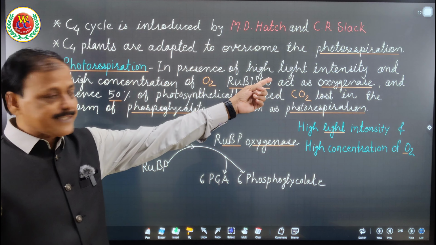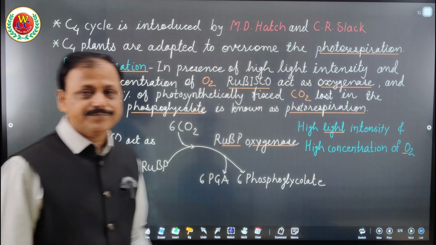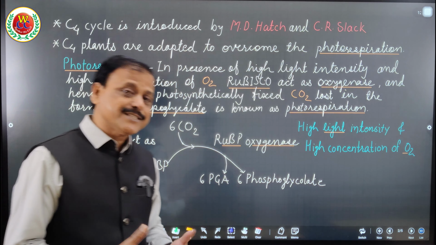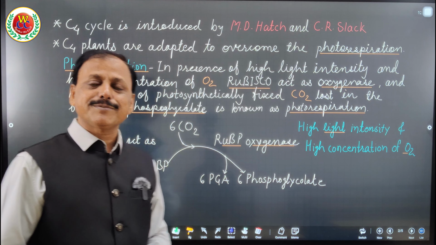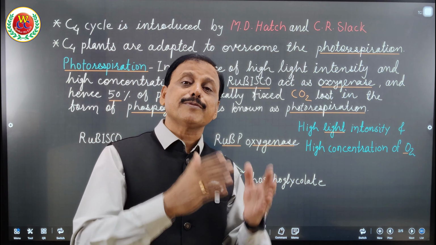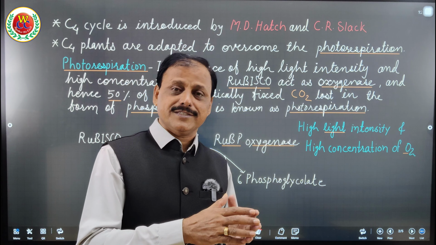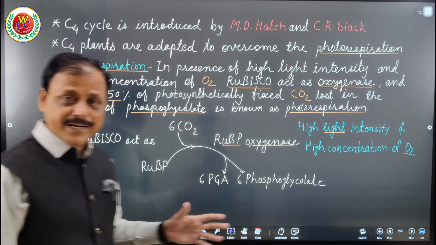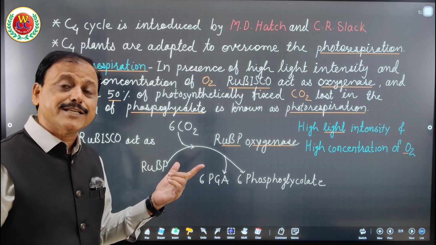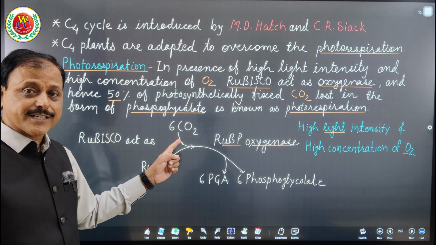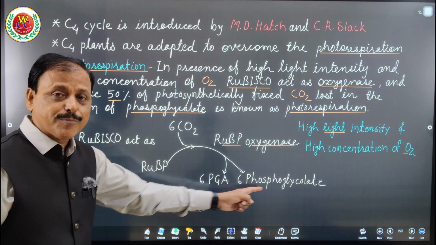In the presence of high light intensity and high concentration of oxygen, RuBP carboxylase becomes RuBP oxygenase. As you know, in the C3 cycle, RuBP is the primary acceptor of carbon dioxide. In the presence of RuBP carboxylase, it fixes carbon dioxide and converts it into 12 molecules of PGA. But in the presence of high light intensity and high concentration of O2, in the C3 plant, RuBP carboxylase becomes RuBP oxygenase, and thereby this photosynthetically fixed carbon dioxide gets lost in the form of phosphoglycolate.